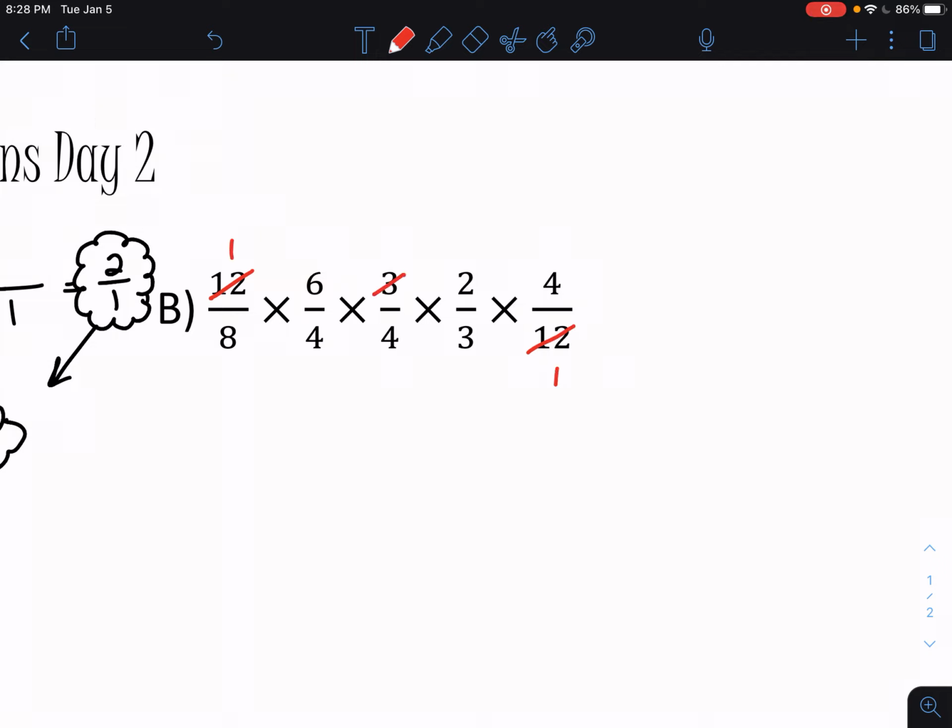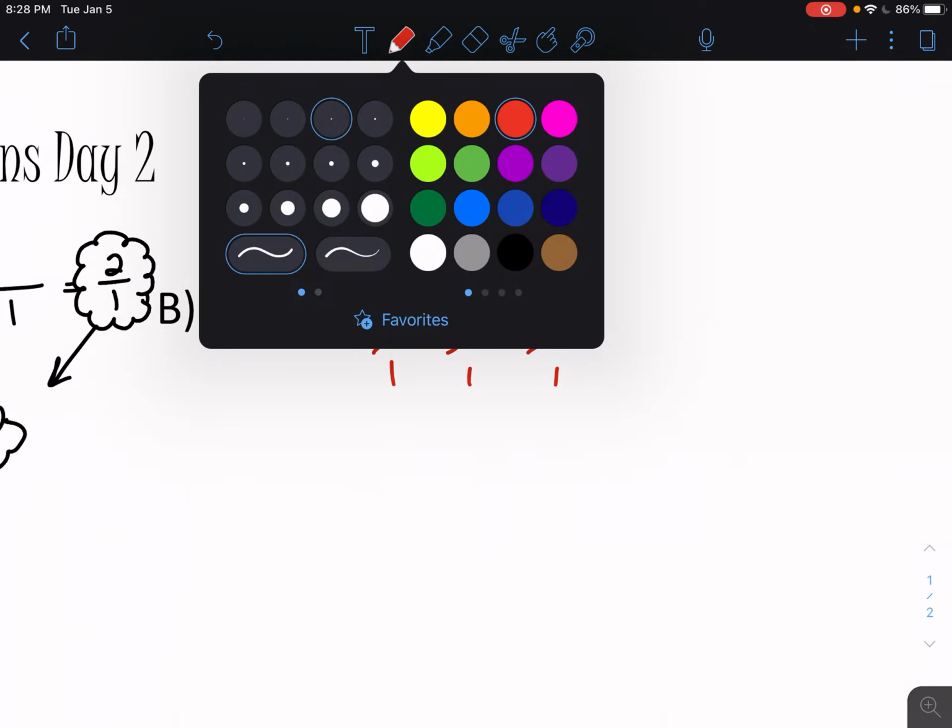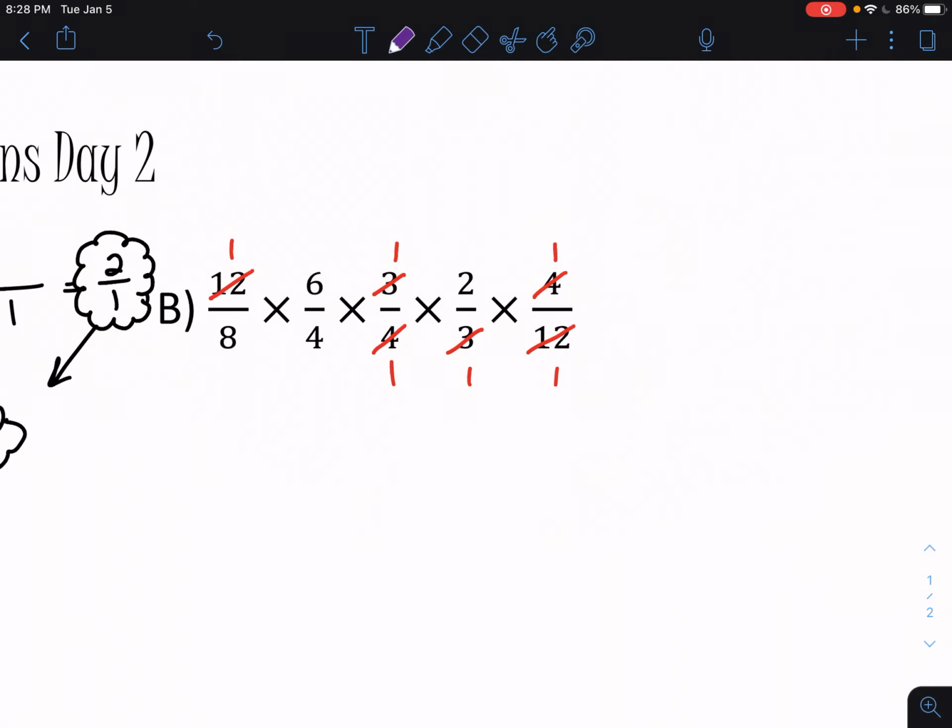I've got a 3 on the top and a 3 on the bottom. So I'm going to cancel those. I've got a 4 on the top and a 4 on the bottom. So I'm going to cancel those first. Now I'm going to go into my other cross canceling. So 8 and 6 have a 2 in common. So 8 divided by 2 is 4, and 6 divided by 2 is 3.